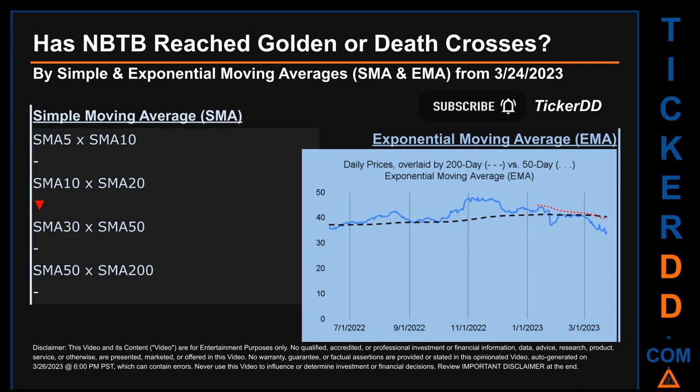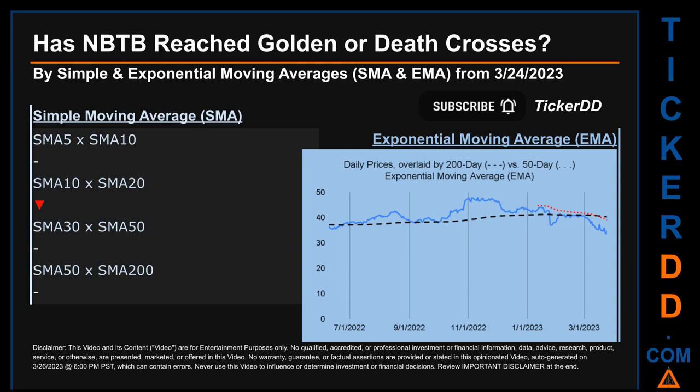Has NBTB price reached golden or death crosses? Golden cross and death cross are basic signals that compare average prices across two specified trade day ranges, a short-term versus a long-term range. For example, 5-day versus 10 trade days. Essentially, a golden cross is a bullish signal. It appears when a ticker's short-term moving average crosses above its long-term average. Vice versa, a death cross is a bearish signal when the short-term crosses below its long-term moving average.